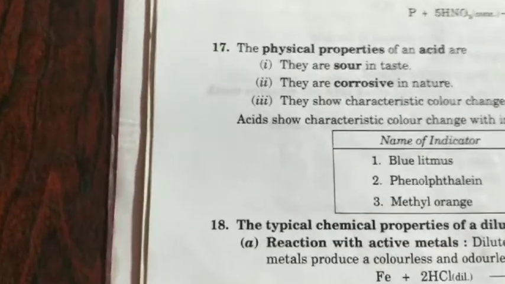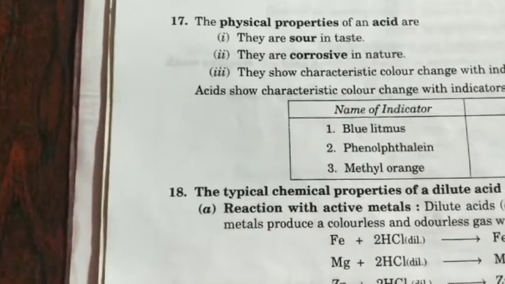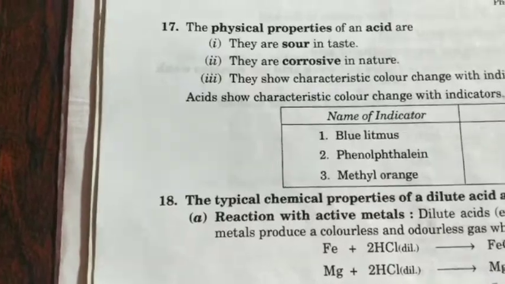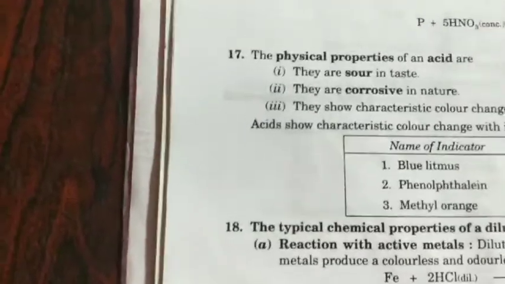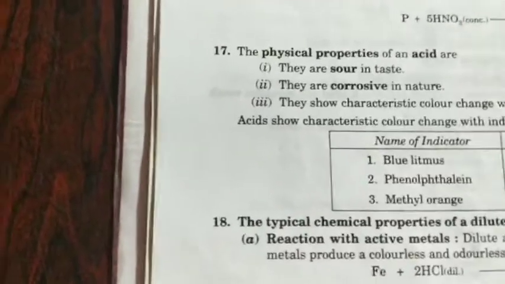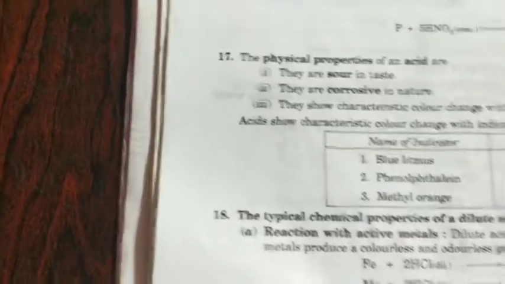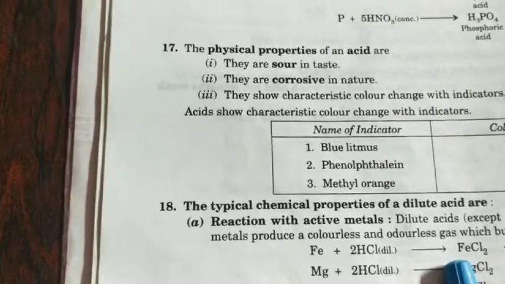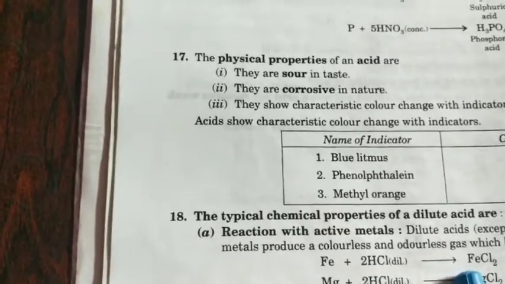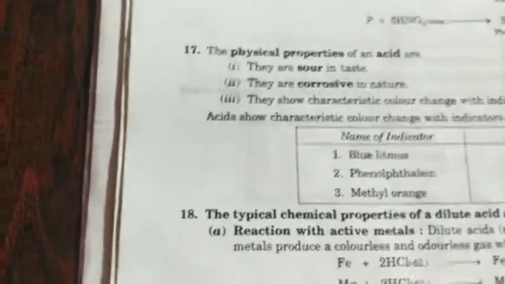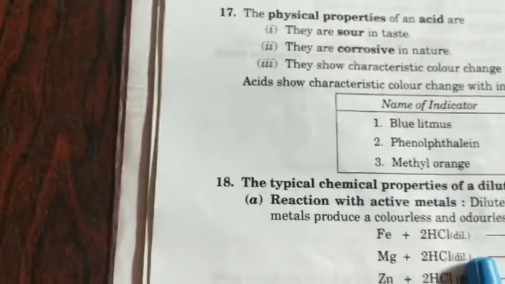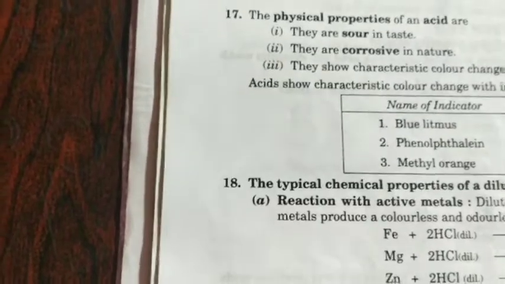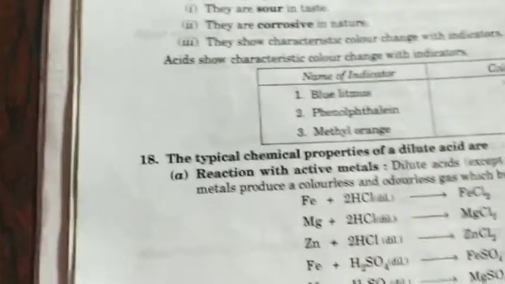Now, the typical chemical properties of a dilute acid. What do you mean by dilute? The substance in which water is present in excess is known as a dilute acid. Dilute acid on reaction with an active metal produces a colorless and odorless gas which burns with a popping sound. For example, when iron comes in contact with HCl, then ferrous chloride and hydrogen are formed.